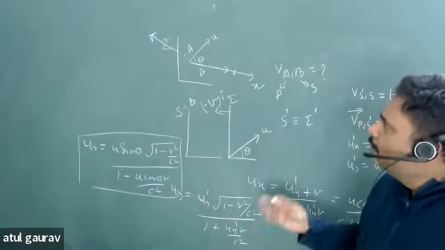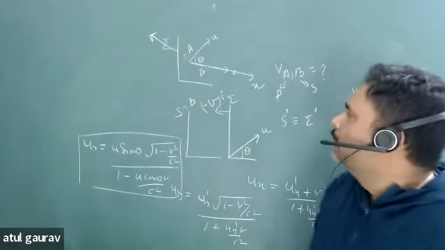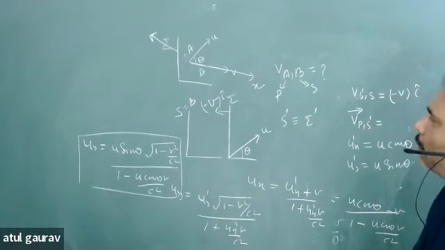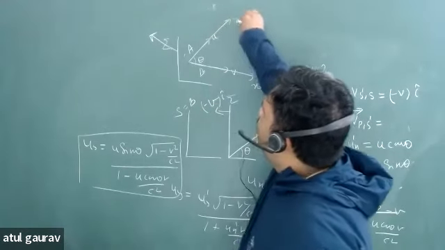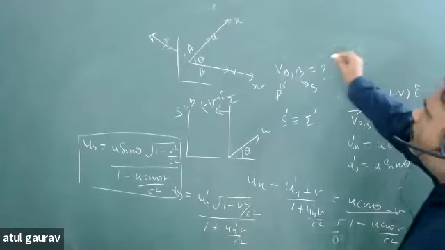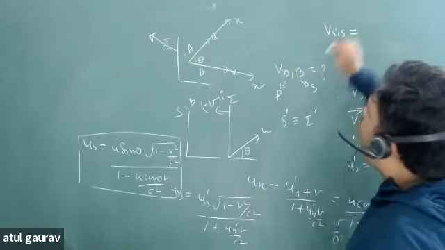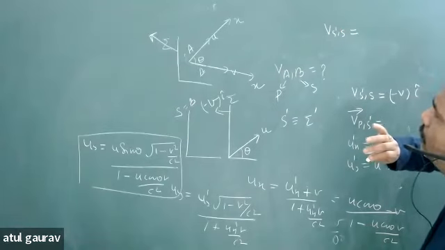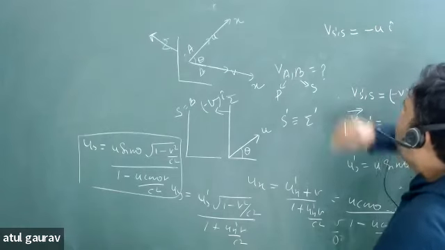Now suppose someone will ask you, what will be velocity of B with respect to A? Then what is going to happen? Tell me. We will draw the x-axis along this. Very good. So this will be your x-axis. Now tell me with notation, what will be velocity of S dash with respect to S? That will be minus u in I cap direction.